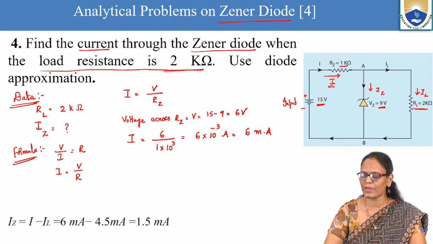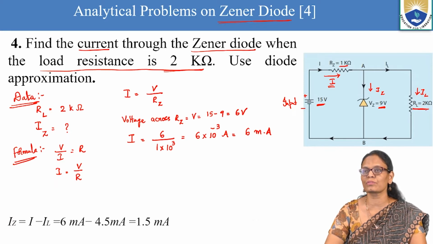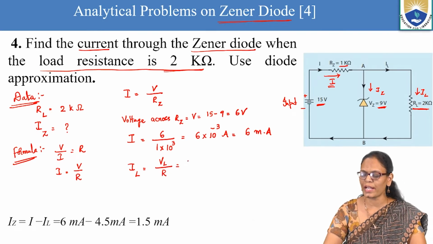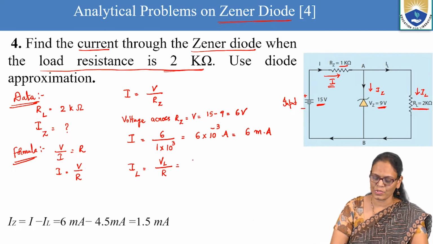Now the next thing is, we have to calculate the current flowing through the load. The voltage across this load resistor is 9. So we can calculate IL, the current flowing through the load, which will be the voltage across the load upon the resistance. The voltage across the load is the same as the voltage across the Zener diode, so it is 9 by RL.